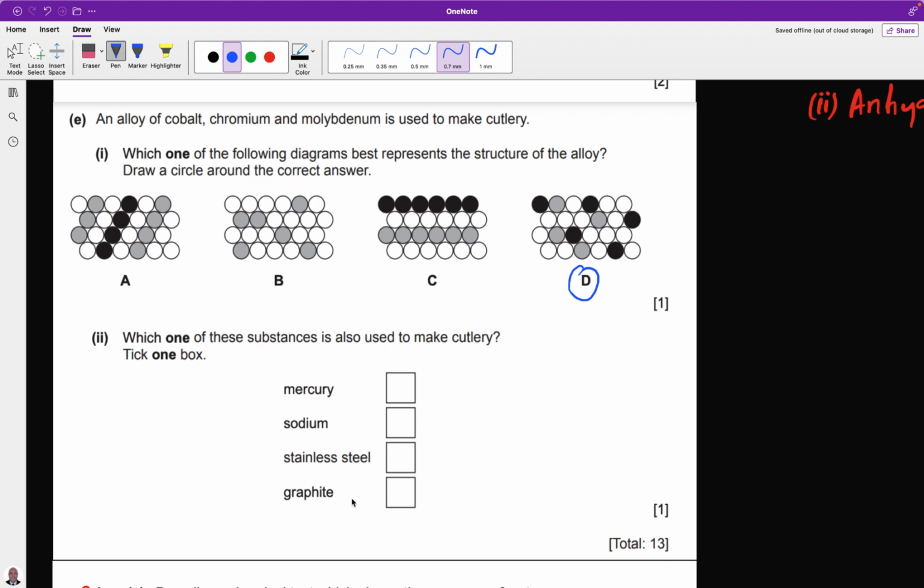Graphite is also soft. Graphite is very soft, so we can't use graphite in the making of cutlery. So the only one that is very good, that you can see even in the market today, is stainless steel. Stainless steel is the one used for the making of cutlery. So this one is right. Stainless steel.